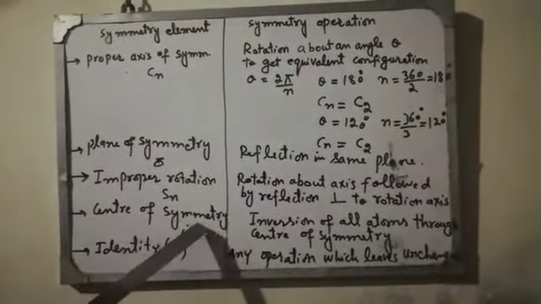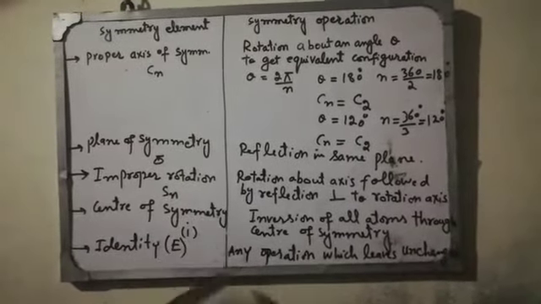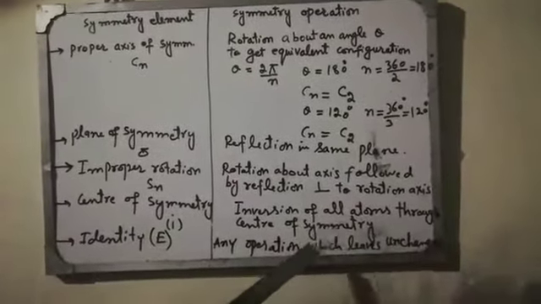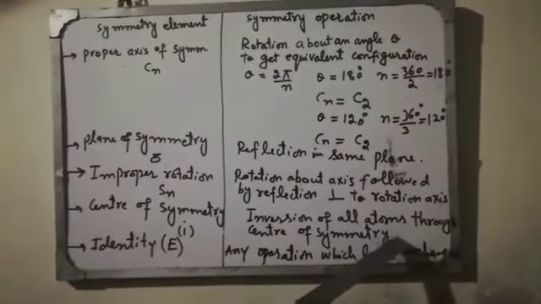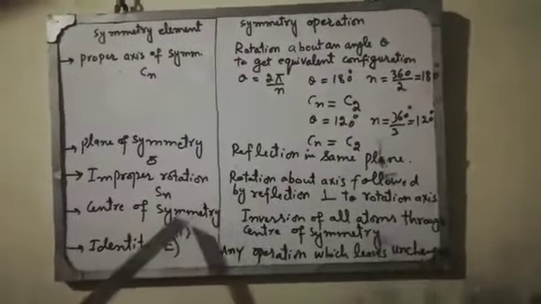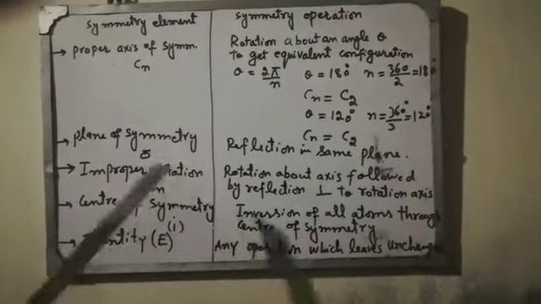Next, center of symmetry. It is also called the inversion center. This is inversion: when we invert all the atoms of a molecule through the center of symmetry and the molecule remains indistinguishable, or we get the equivalent configuration, then this molecule has a center of symmetry.